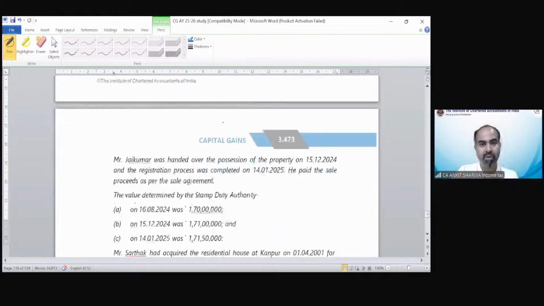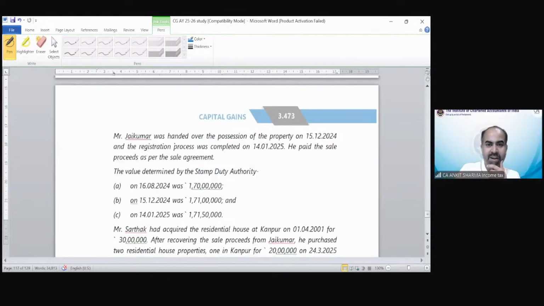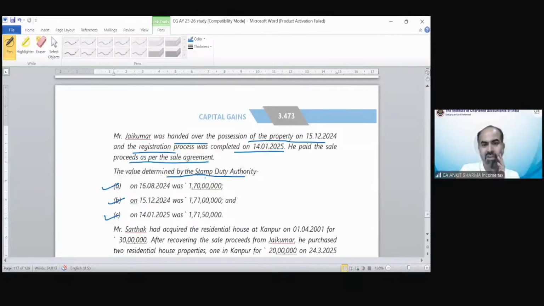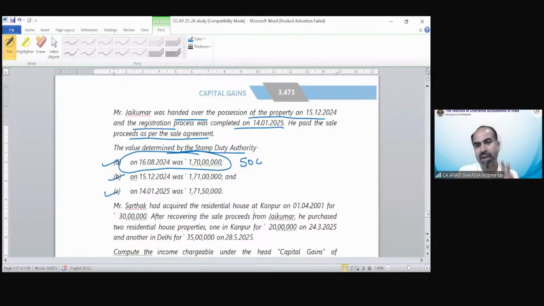Remember this, okay? Now, Mr. Jaikumar was handed over the possession of the property on 15 December 24 and the registration process was completed on 14th January 25. He paid the proceeds as per the sale agreement. The value determined by the stamp duty authority on 16th August, 15th December, 14th January. So only this is relevant for us because the stamp duty value on the date of agreement will be considered as per section 50C if any amount has been transferred by account payee cheque, etc. Clear? So sale consideration would be found according to this.